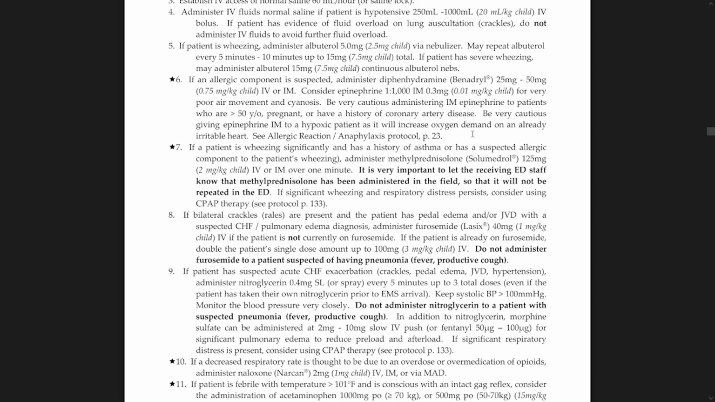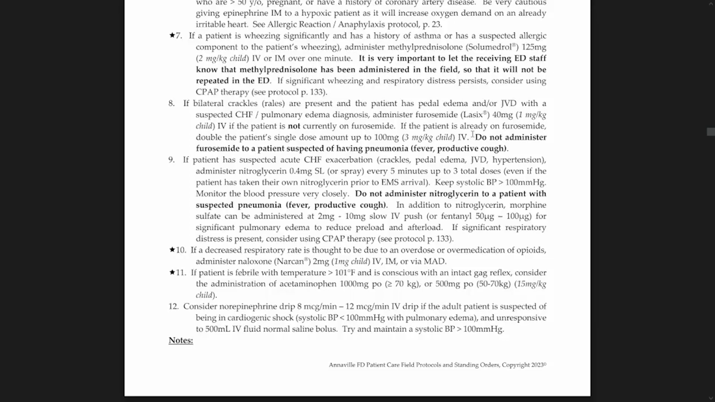If significant wheezing and respiratory distress persist, consider using CPAP therapy, which we'll see in the protocols on page 133. If bilateral crackles or rales are present, and the patient has pedal edema or JVD with suspected CHF or pulmonary edema, administer furosemide or Lasix at 40 milligrams, or 1 milligram per kilogram for a child, IV if the patient is not currently on furosemide. If the patient is already on furosemide, double the patient's single dose up to 100 milligrams, or for a pediatric patient, 3 milligrams per kilogram IV.